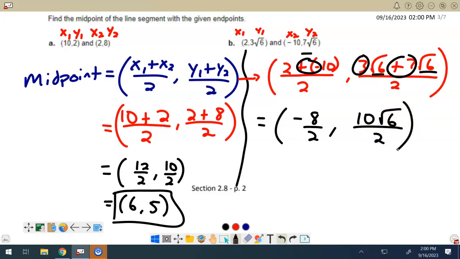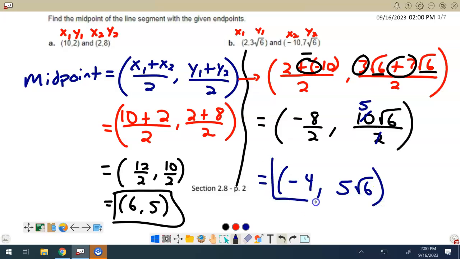And then we reduce these fractions, and so we will get -4 as our x-coordinate. Then the 2 cancels out with the 10, leaving me with a 5, but the 2 cannot cancel out with a number inside the radical. That number inside the radical is cut off. We can't interact with it from outside the radical. So it's just going to be 5 square root of 6. And that would be the midpoint for part B.